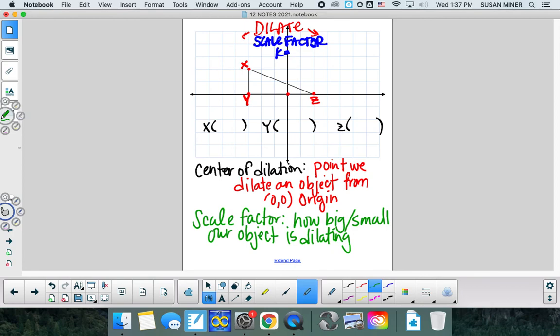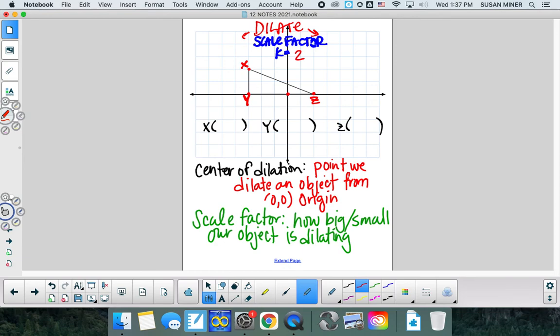Okay, so let's start with a basic scale factor. A scale factor of 1 would be the exact same size. The original object and the dilated object would be the exact same size. So a scale factor of 1 is equal. They're the same size. But let's just use a basic scale factor of 2 to start out with. Let's say my scale factor is 2. Well, this means my object, my triangle here, has to be 2 times the size that it was originally.